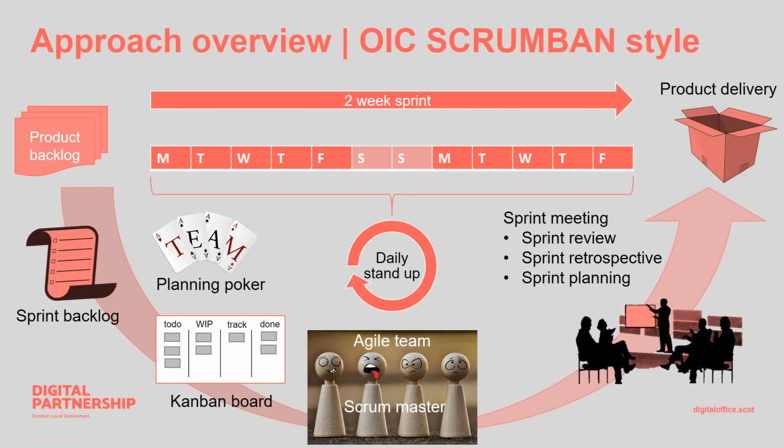We then, at the end of the sprint, have a sprint meeting, and we combine the 3 core meetings within Scrum into a single one, but we break into the 3 sections. So sprint review: what have we delivered during the sprint? Sprint retrospective, which I'll come into a lot more detail of shortly. And then sprint planning: what do we want to do in the next sprint? And we've gone through that process that we follow.